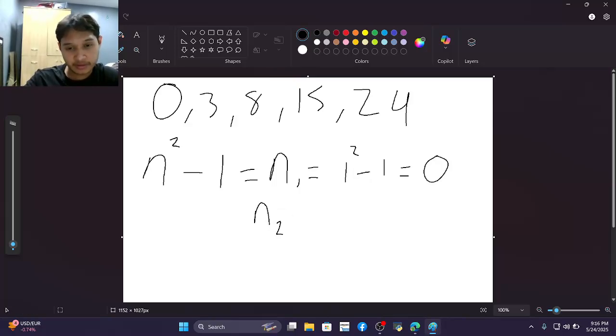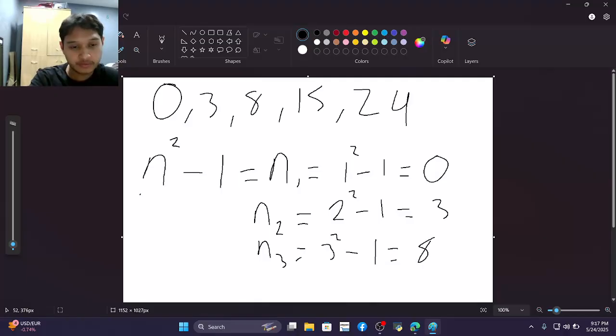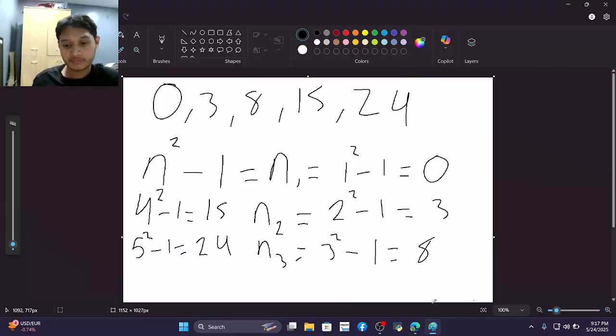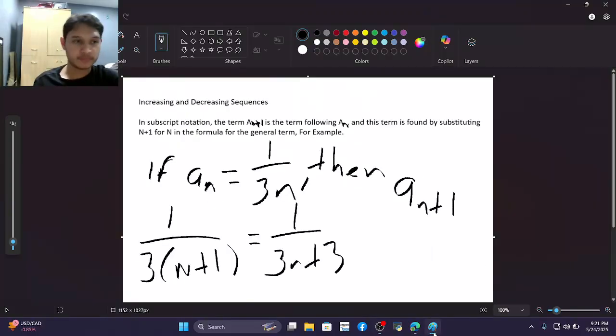1 square, sub 2, 2 squared is 4, minus 1 is 3. Sub 3, 3 squared is 9, minus 1, 8. If we do 4 squared minus 1, 16 minus 1, 15. 5 squared minus 1, 25 minus 1, 24.